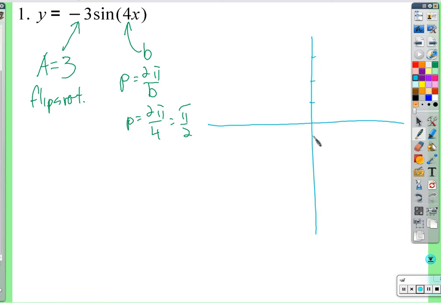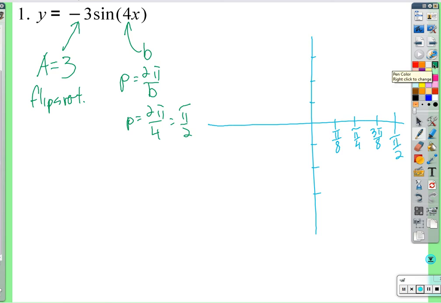We'll mark that off. When we start drawing this, we'll make sure to draw it upside down from what it normally is. But the period is pi over 2. So I'll mark off the period of pi over 2, which means this is pi over 4, which means this is what? Pi over 8. 3 pi over 8. This is always the full period, half of that, and this is 3 of those. 3/4. This is a fourth of the period.